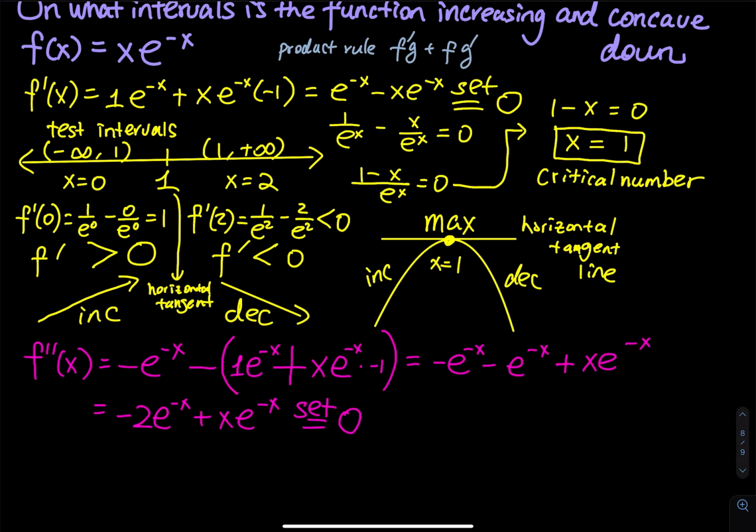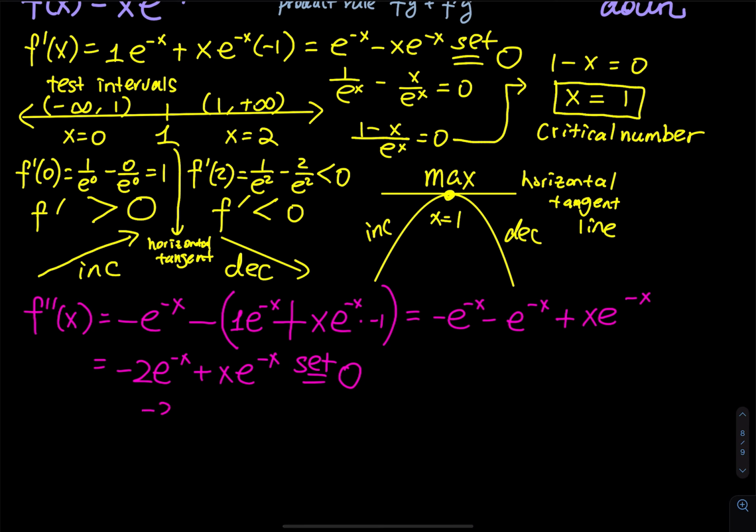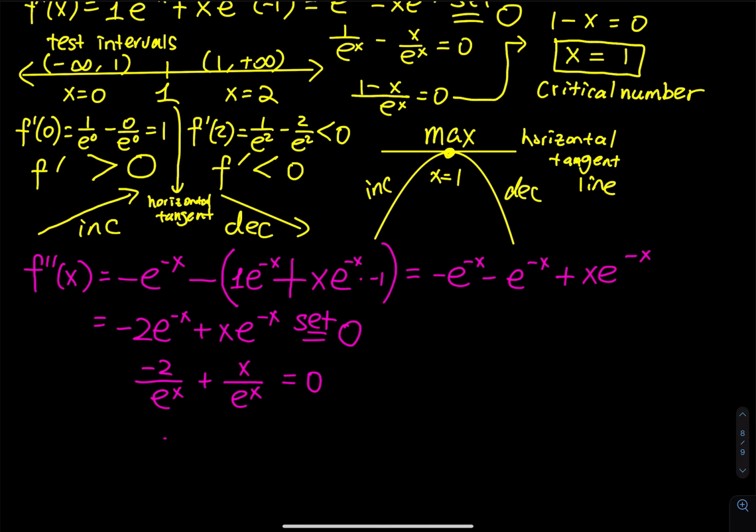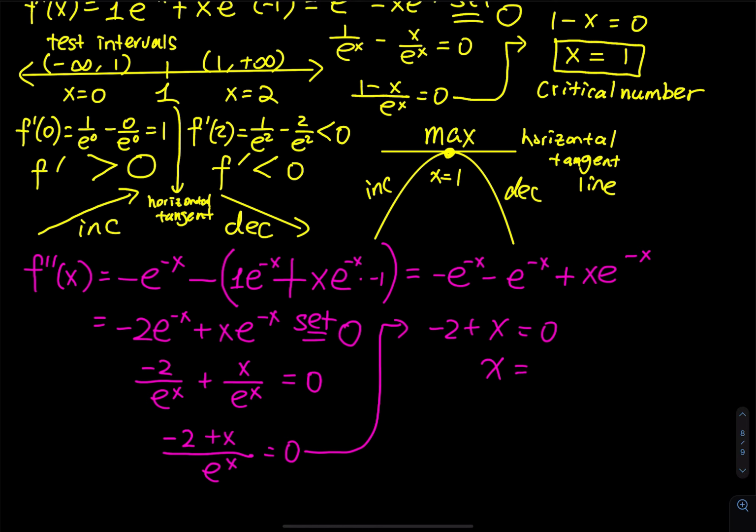And again, if you don't know what concavity is, don't worry about this. Follow my work. I will use one picture to show you the concept behind all of this. So you have negative 2 divided by e to the x, plus x divided by e to the x equals 0. See how lucky I am? We have a common denominator. So we have negative 2 plus x divided by e to the x equals 0. We solve for x. The numerator has to be equal to 0, so x equals 2.